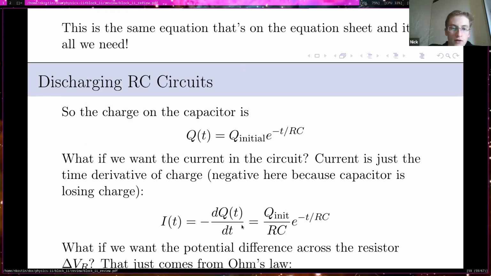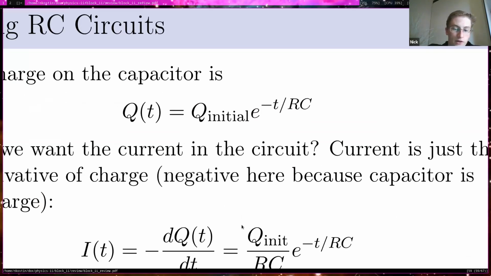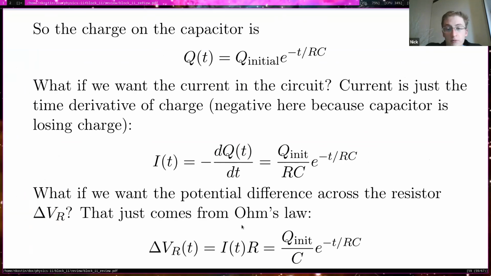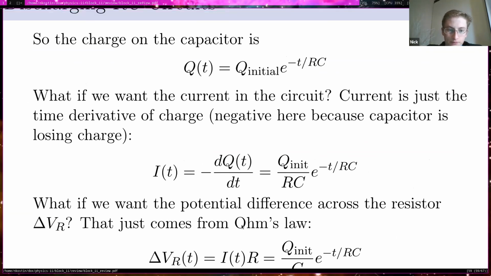If you want the current in the capacitor, or the current in the circuit rather, current is just a time derivative of charge, and it's negative here because the capacitor is losing charge. So I is going to be negative dq dt. If I take a negative derivative, I pull out the factor of 1 over RC, Q initial over RC. That happens to be what my initial current is always going to be equal to. So this quantity right here is my initial current.